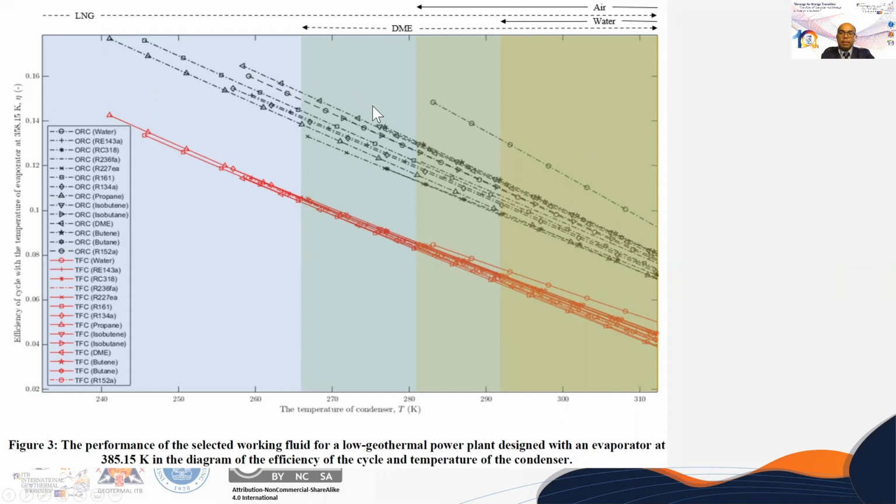But in this case, the cooling sources are LNG and TME. This graph is helpful for engineers and researchers in the design stage to determine what kind of fluid will be used to obtain good performance.